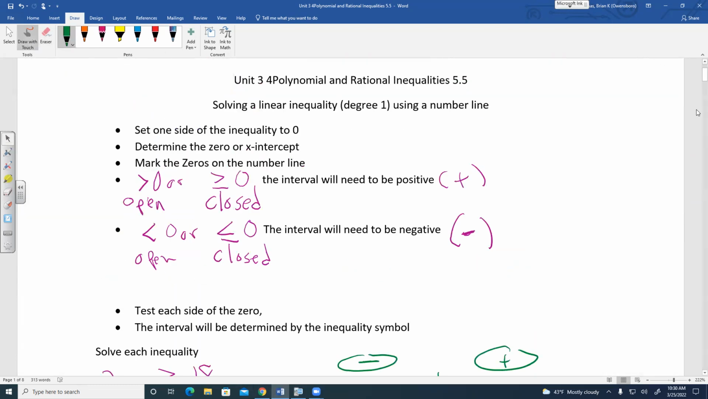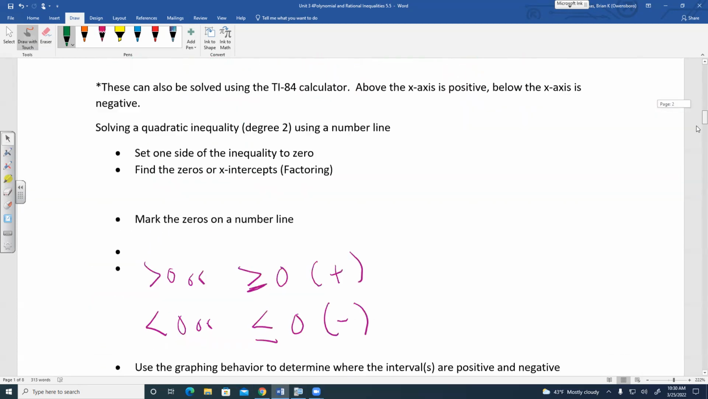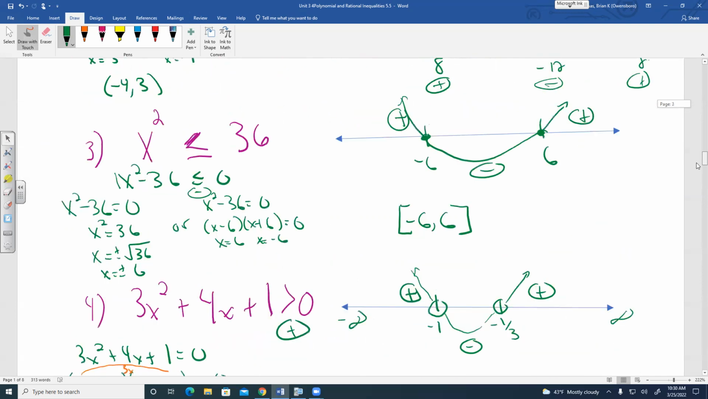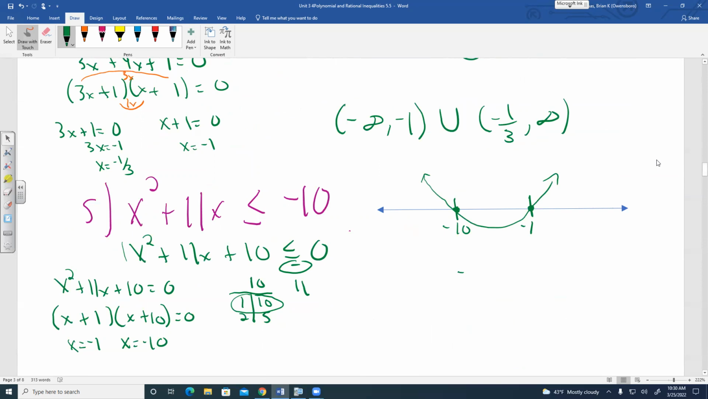Try that again. Okay. Where do we go? Get back where we were. There we go. It took off on me.